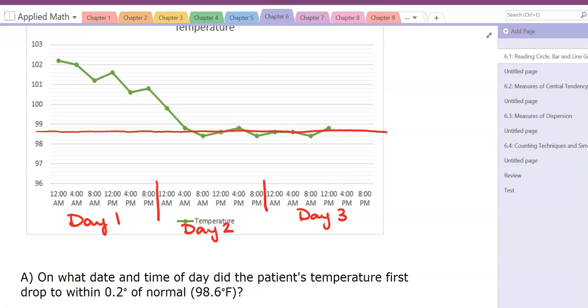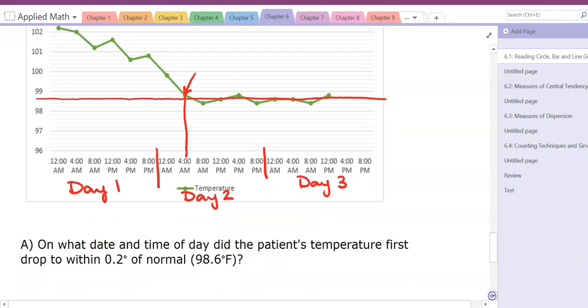They want to know which day and time it dropped to within 0.2 degrees. What day do you guys see it finally getting close to my red line? The second day, because that point right here is just one above, so that would be 0.2 degrees above normal body temperature. If I draw that line down, this is on day 2 at 4 a.m. So I'm going to say day 2 at 4 a.m.